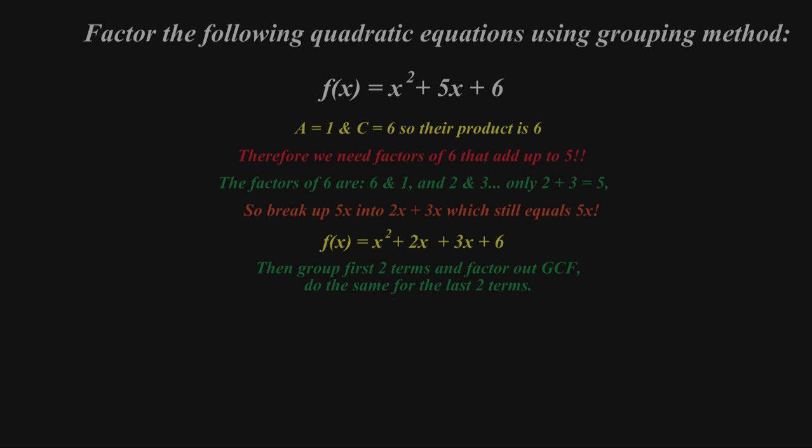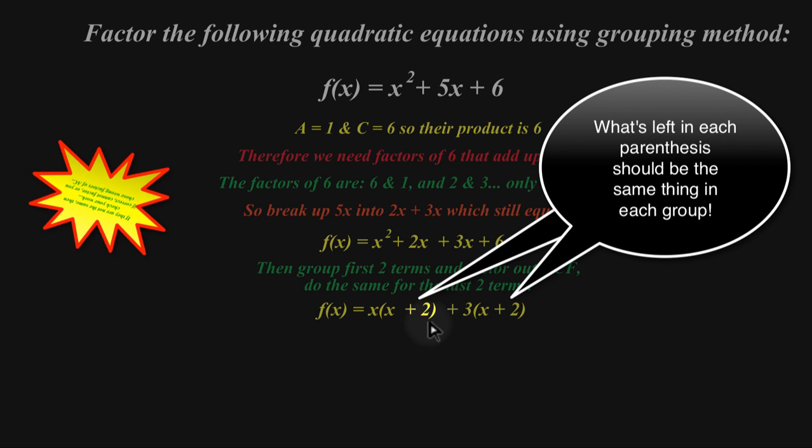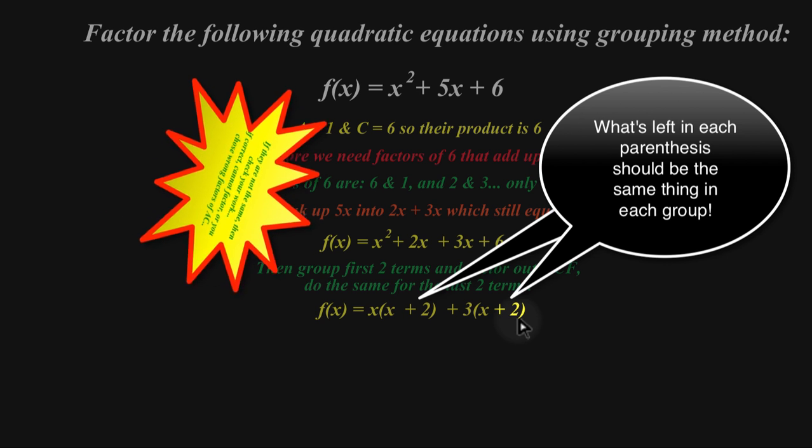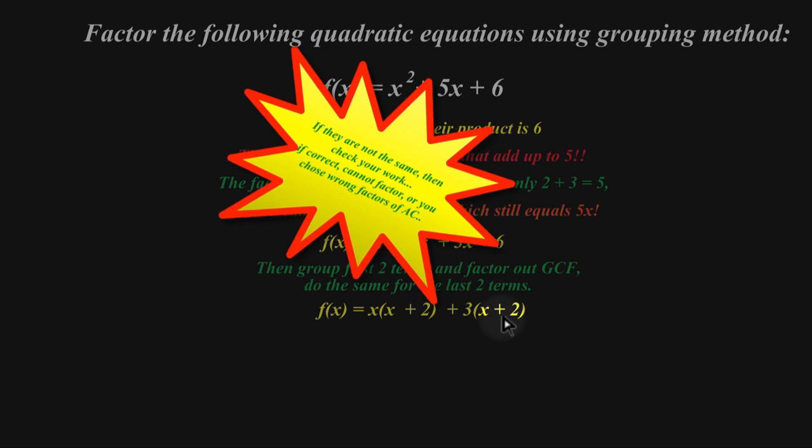So once I factor it out, I'll be left with x times x plus 2 plus 3 times x plus 2. The way you figure out what you had inside the parentheses is you take what you had originally and you divide by what you're factoring out. So x squared over x gave me x, 2x over x gave me 2. 3x over 3 gave me x, and then 6 over 3 gave me 2. And if you did it correctly, this and this should be the same thing. If not, you either made a mistake or you just can't factor this expression.